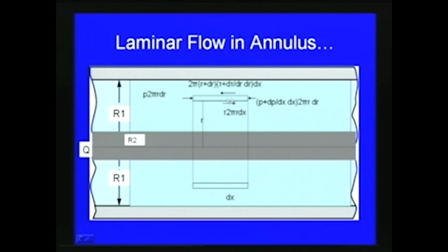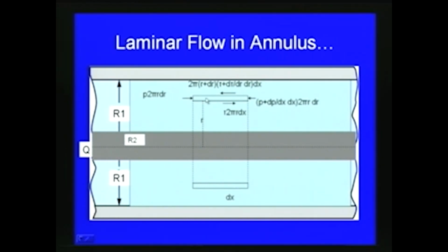So, this is the fluid element which we consider, and the forces acting are the pressure force on both sides of the fluid element, and then the shear force. On this side it is given by tau into 2 pi r dx, and then with respect to the incremental other side it is 2 pi into (r plus dr) into (tau plus d tau by dr into dx).